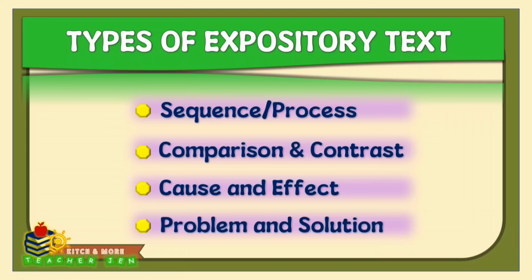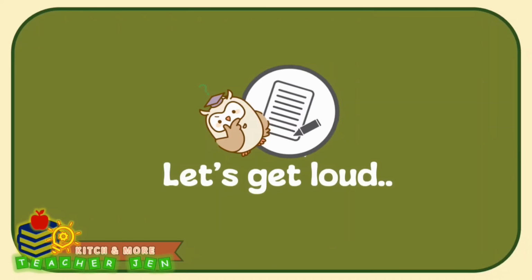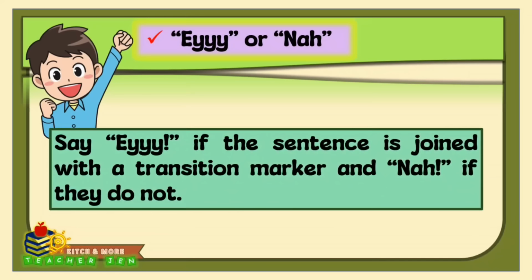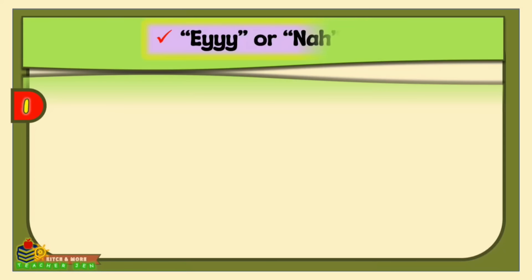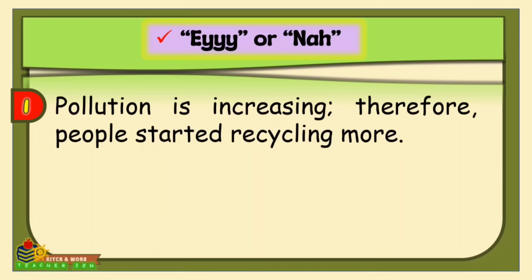Now, let's have another fun activity. Are you excited? Let's get loud. So this is what you will do. Say A if the sentence is joined with a transition marker and na if they do not. Ready? Then let's go. The first one is, pollution is increasing. Therefore, people started recycling more.